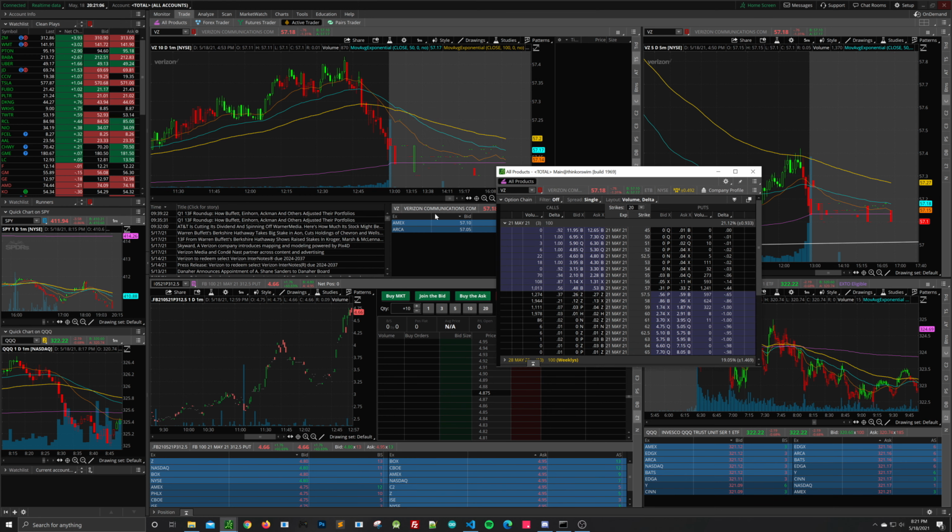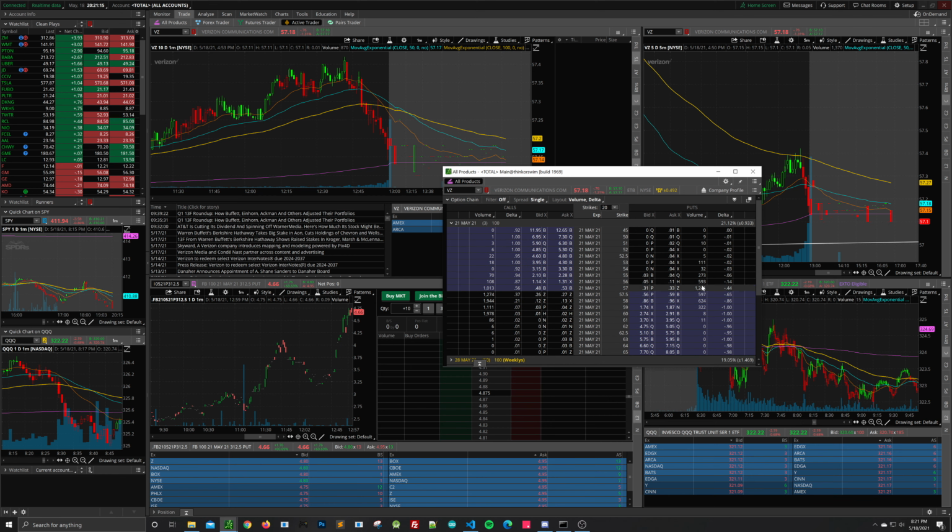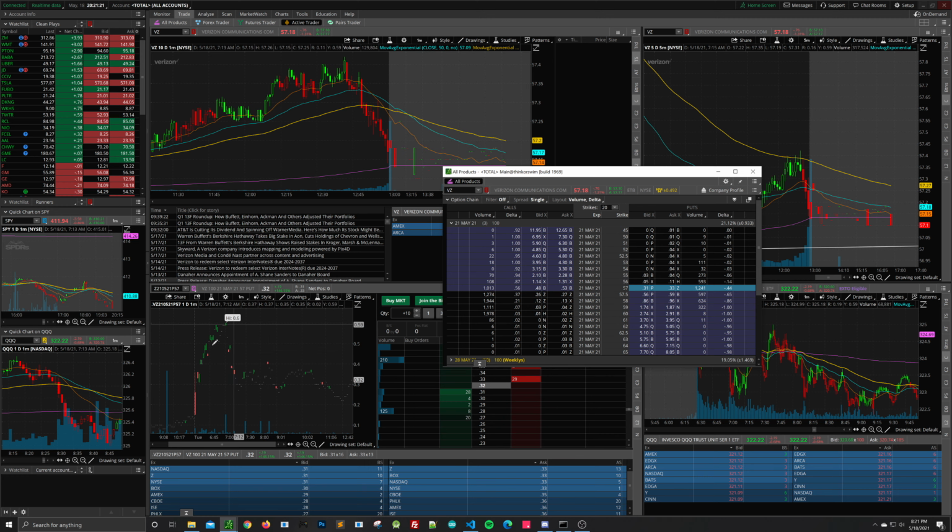I'm liking VZ to go on the put side, so I'm looking at the puts. This has the highest volume. You can see that. Let me just spread this out here. You can see that the volume is about 1200. So I'll send this to number 9, and you can see that this changes now.